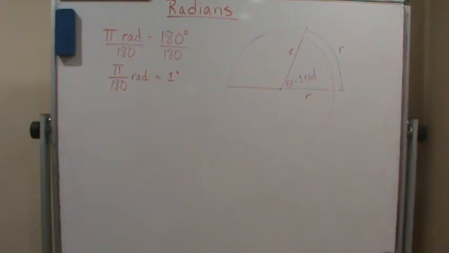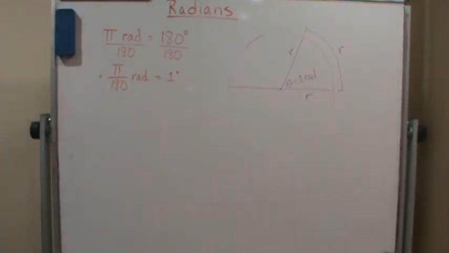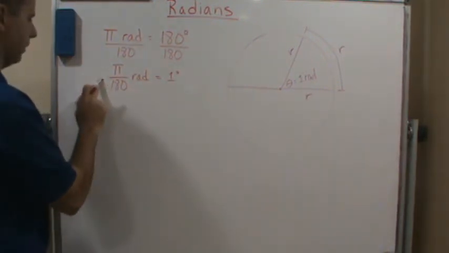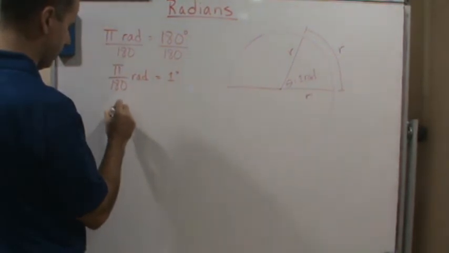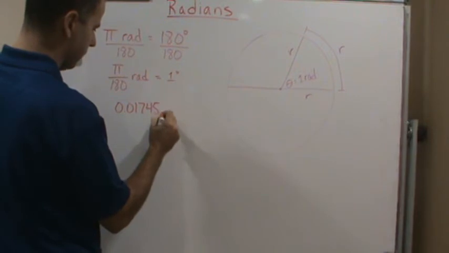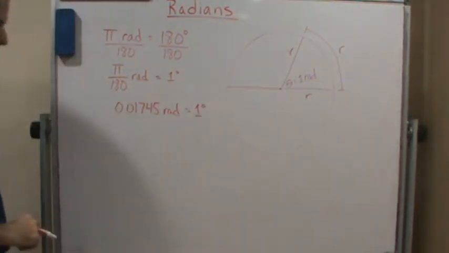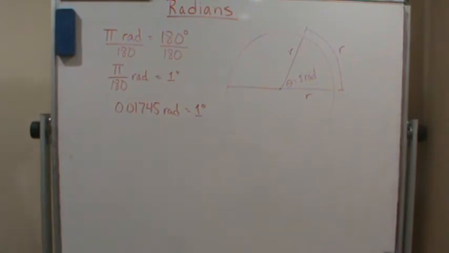Incidentally, this turns out to be approximately 0.01745 radians equals 1 degree. There's your conversion factor.